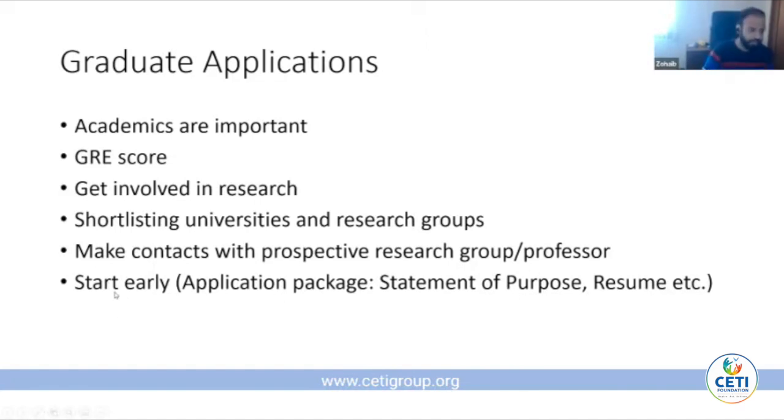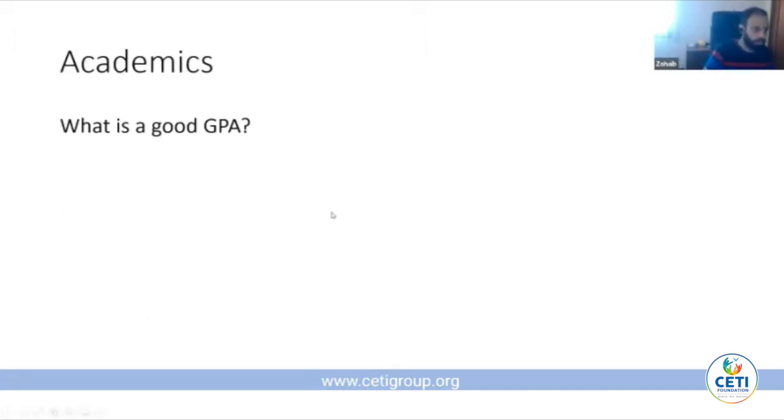And the last thing I would say is the application package consists of multiple things: statement of purpose, resume, your academics, your CV, and all those things. So it is a tedious process, so I will say start early. I have an application package timeline at the end of the presentation, suggesting by what month you should be done with what things. We'll discuss that at that point. So let me go ahead and talk about each of those things.